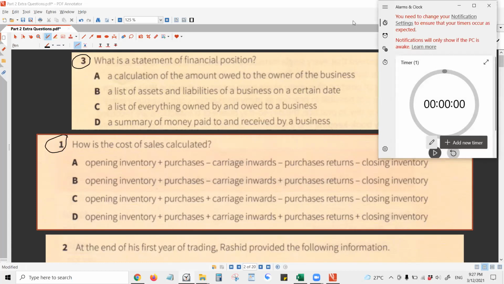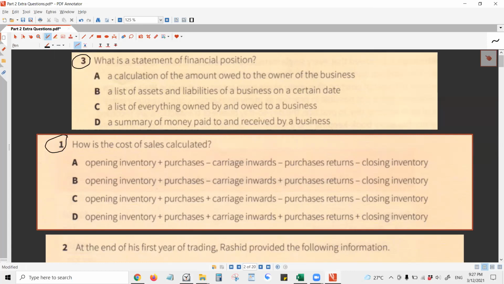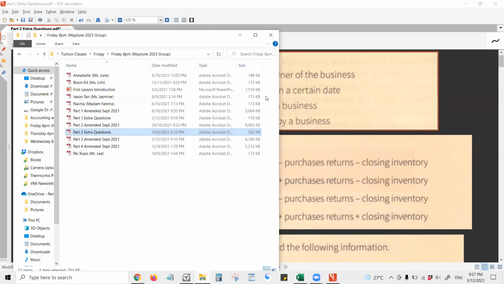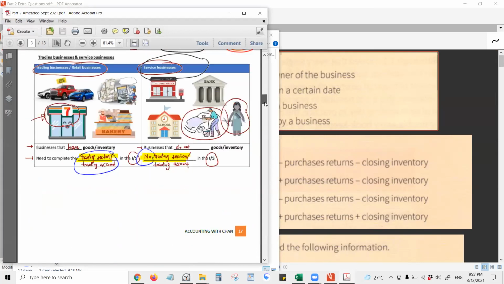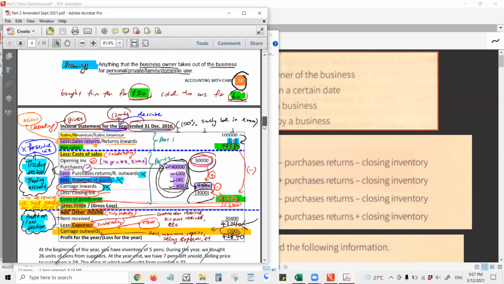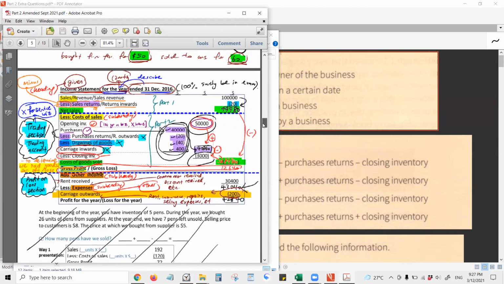Okay, time's up. Now I'll discuss. First one, what is a statement of financial position? This is what you learn in part 2, chapter 2, right? So I'll show you, not sure if you can recall. You can still rewatch all the earlier lessons. Since the first day I met you, all the lessons have been recorded and are on YouTube. Later I'll show you the link again.